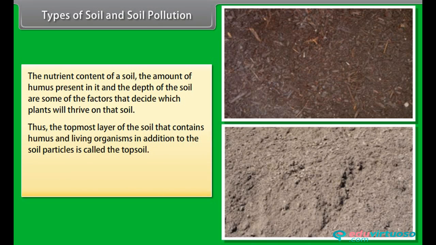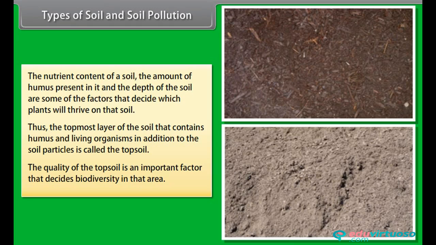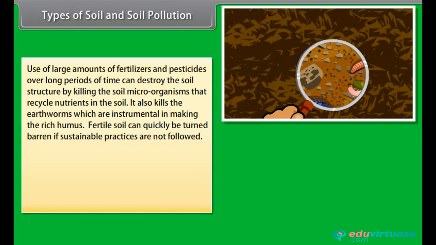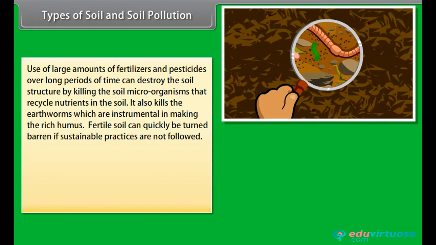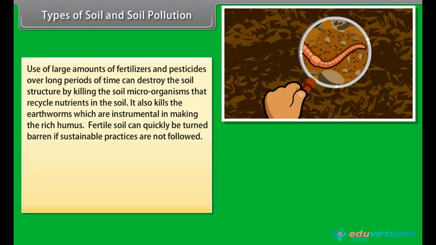Thus, the topmost layer of the soil that contains humus and living organisms in addition to the soil particles is called the topsoil. The quality of topsoil is an important factor that decides biodiversity in that area. Use of large amounts of fertilizers and pesticides over long periods of time can destroy the soil structure by killing the soil microorganisms that recycle nutrients in the soil. It also kills the earthworms, which are instrumental in making the rich humus. Fertile soil can quickly be turned barren if sustainable practices are not followed.